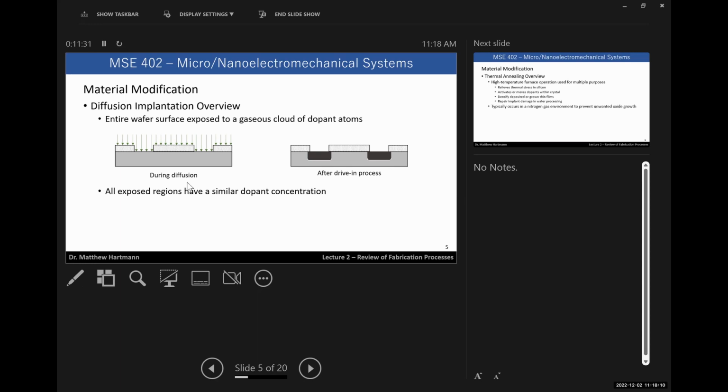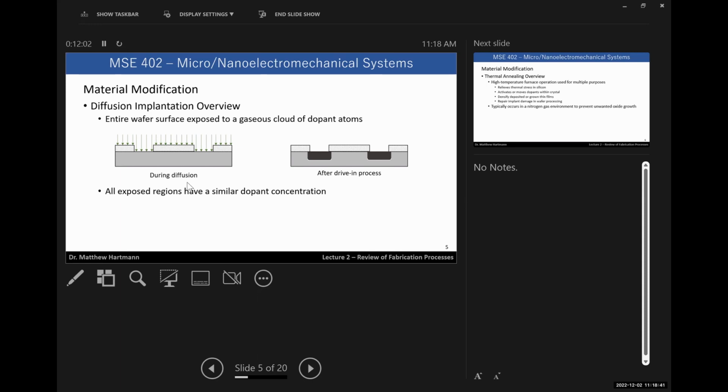For a diffusion process, instead of using a photoresist mask, we typically use an oxide layer mask. So we have to thermally grow an oxide. We'll talk about that a little bit later. That is patterned through some sort of chemical etching. And then we expose the entire wafer surface to a gaseous cloud of dopant atoms. And then we use electric fields to effectively drive that cloud towards the wafer surface.